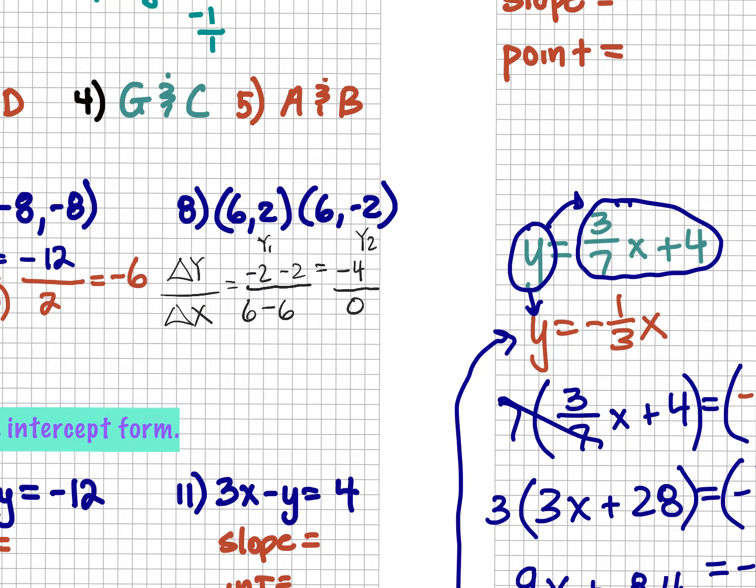So if I don't move sideways at all, that means this line is completely up and down, which is illegal. But more so, you can never divide anything by 0. That's an error. So this slope is undefined.